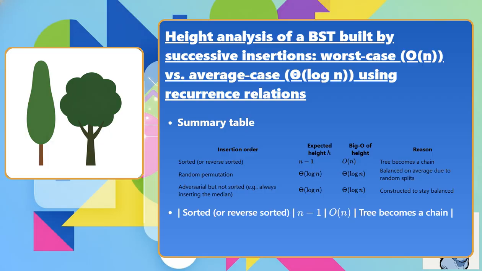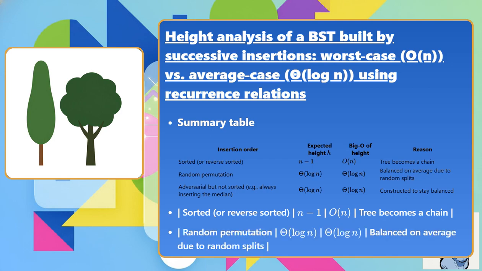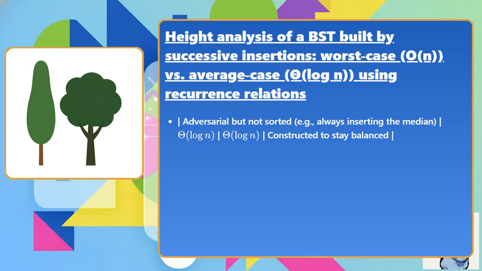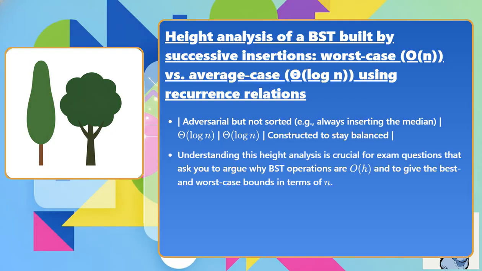Row 1: sorted or reverse sorted, n-1, O(n), tree becomes a chain. Row 2: random permutation, Theta(log n), balanced on average due to random splits. Row 3: adversarial but not sorted, for example always inserting the median, Theta(log n), constructed to stay balanced. Understanding this height analysis is crucial for exam questions that ask you to argue why BST operations are O(h), and to give the best and worst case bounds in terms of n.